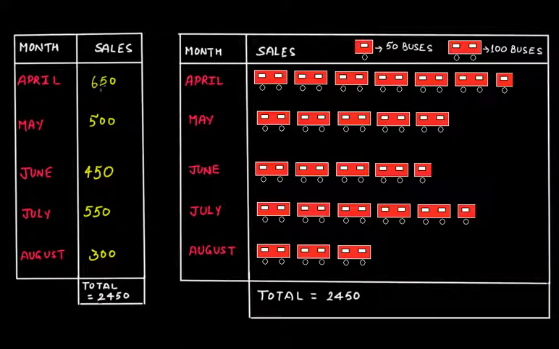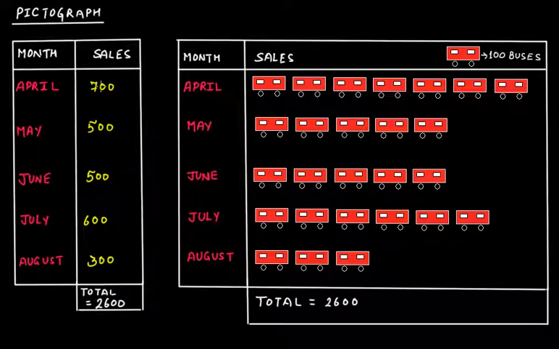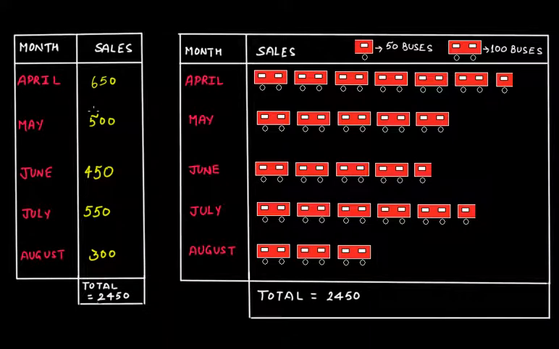And if you have to represent this 650, in the first one we had 700, but here if I have to represent 650, and if each bus represents 100 buses, then of course if I draw the half image, the half bus should represent 50 buses. So this is 650. How? 1, 2, 3, 4, 5 and 6, and we have added half, so this is 650. In this case it is 450, so that means 4 full buses and 1 half bus.